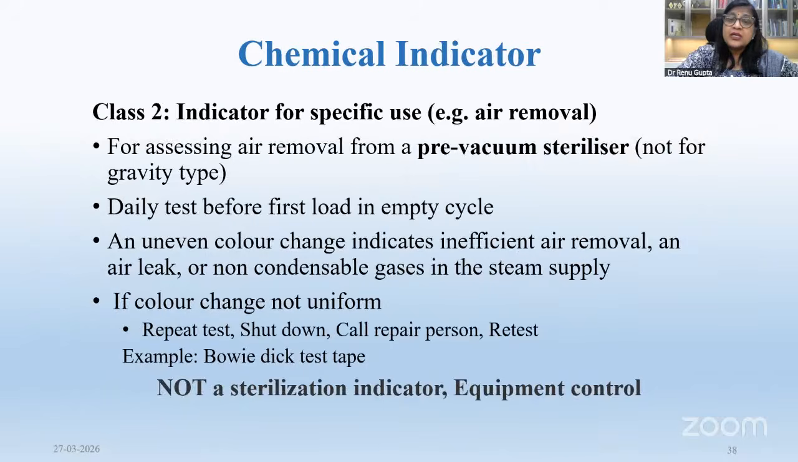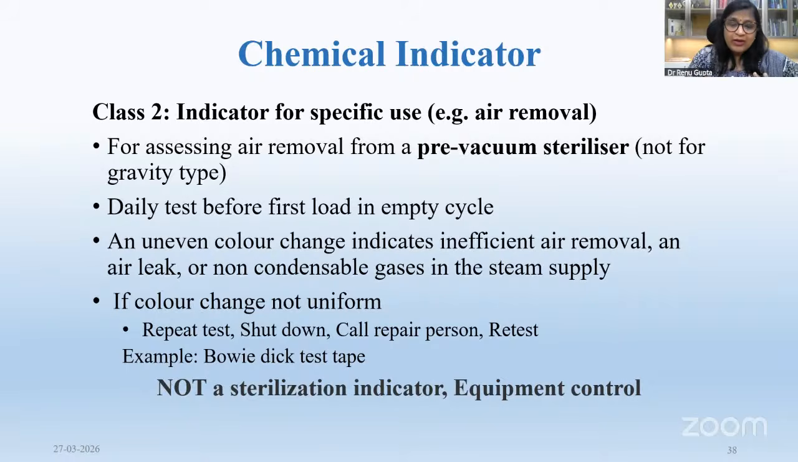Then there is chemical indicator class 2. You have to remember this. This is a very important thing, and you may get a short note on quality assurance in sterilization. This is a very important favorite question. So class 2, what are class 2? Please understand, class 2 indicators we are using to check for the complete air removal.